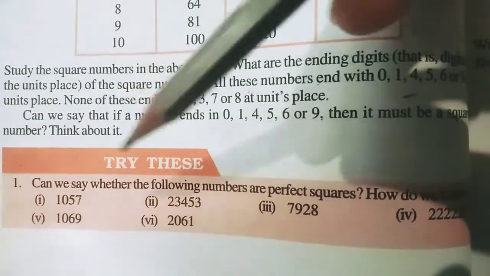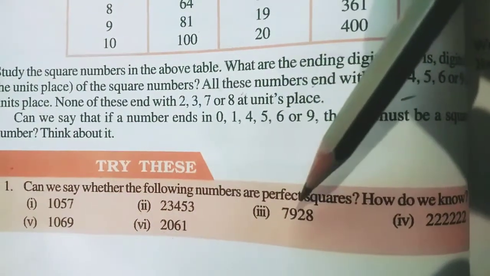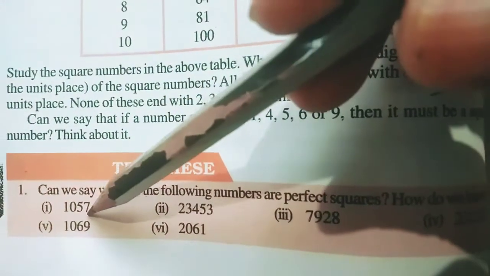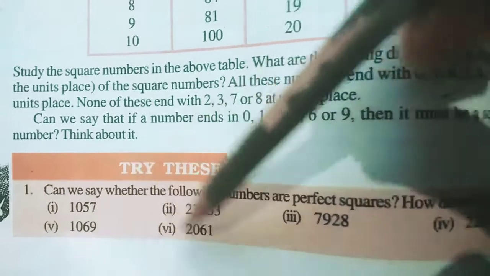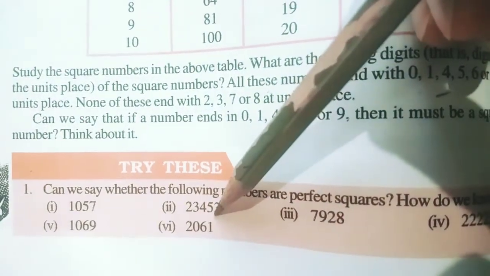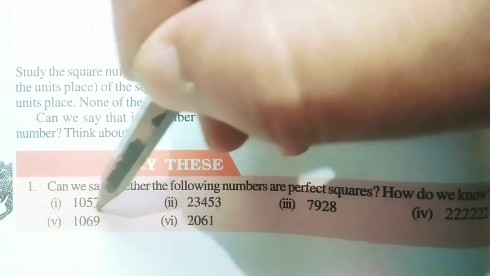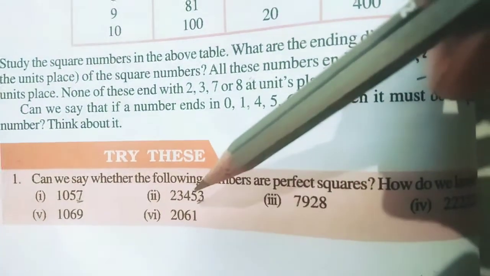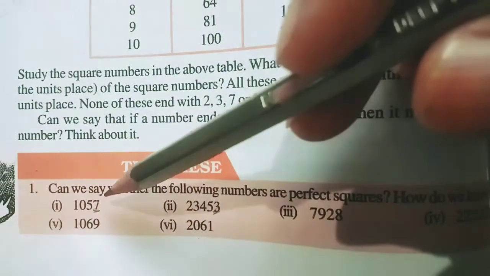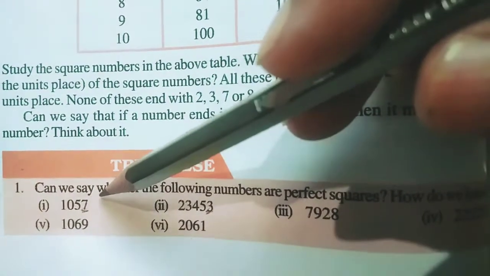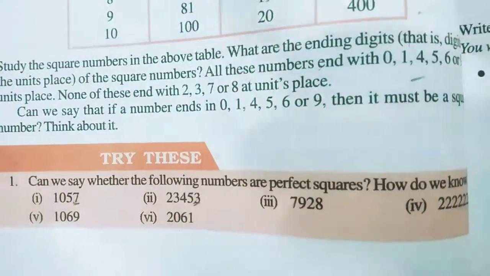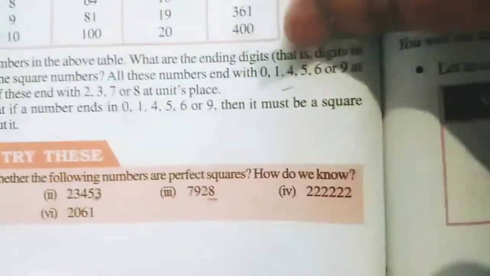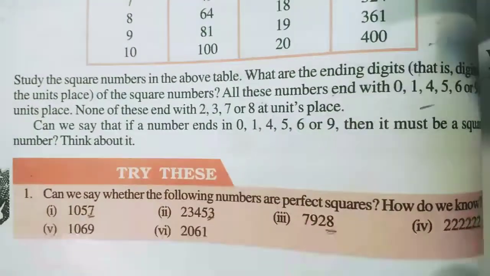Okay, in this way you have to identify which number is a square number. Now here, try this. Can you say whether the numbers are perfect squares or not? Perfect square means square number. So here the unit digit is 7, so it is not a perfect square. Then this unit digit is 3, so it is also not a perfect square. Here you have to underline and write like this: since in the unit place the digit is 7, it is not a square number. Here the unit digit is 8, so it is not a perfect square. Then here the unit digit is 2 again, it is not a perfect square.